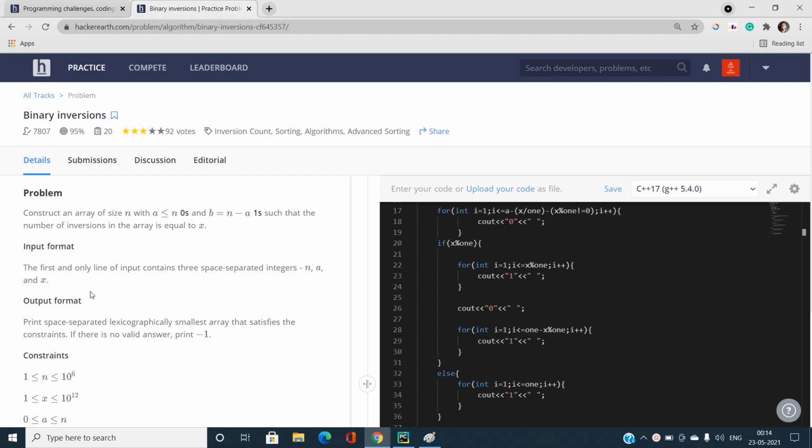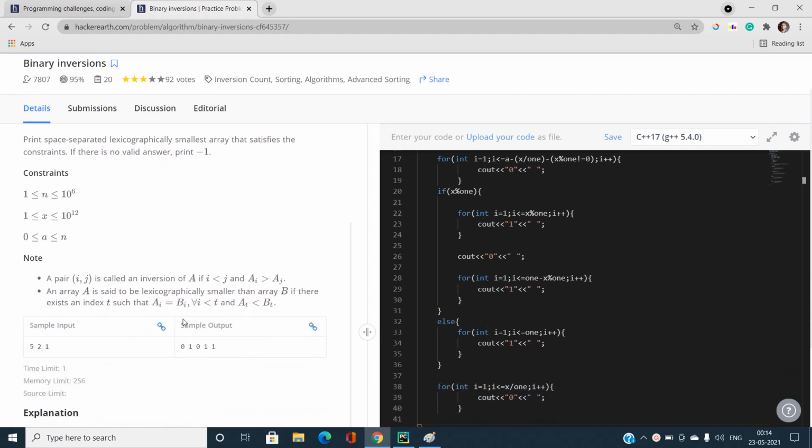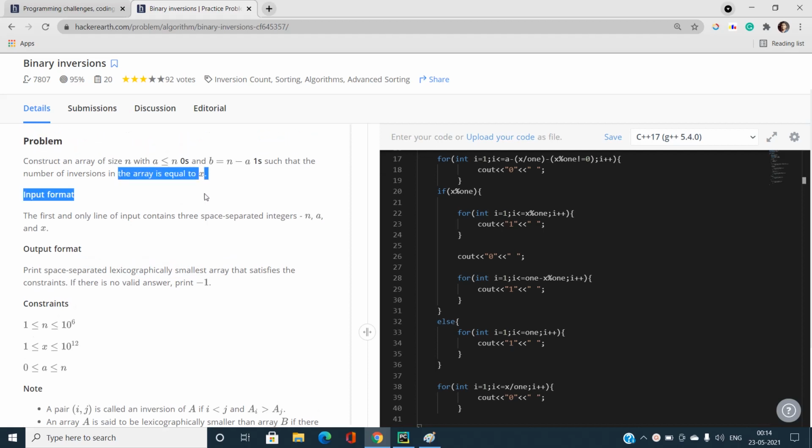We have to print a space separated lexicographically smallest array that satisfies the constraints. If there is no valid answer, print -1. The definition of inversion is given. Note that there may be more arrays whose inversion count is x, but we need to print the lexicographically smallest array satisfying the given conditions.